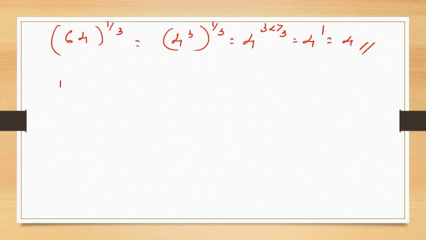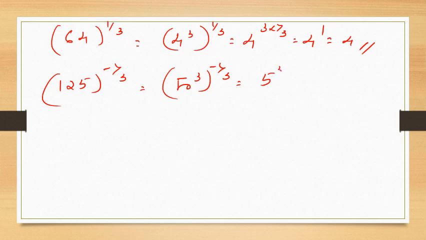Now 125 raised to minus 1 by 3. 125 you can write it as 5 cube raised to minus 1 by 3. So 5 cube raised to minus 1 by 3, you can write 5 raised to 3 into minus 1 by 3. That is 5 raised to minus 1. 5 raised to minus 1 is what? 1 by 5.